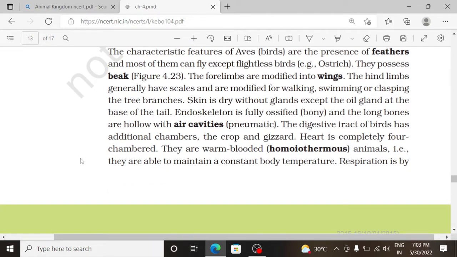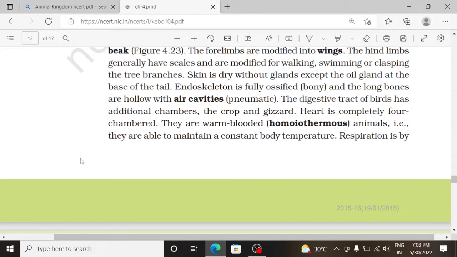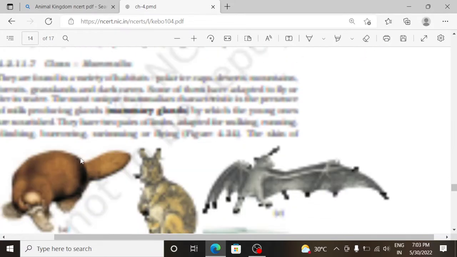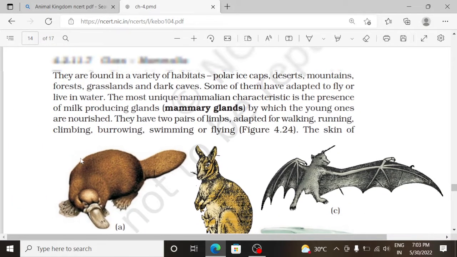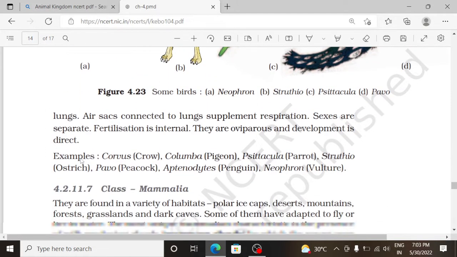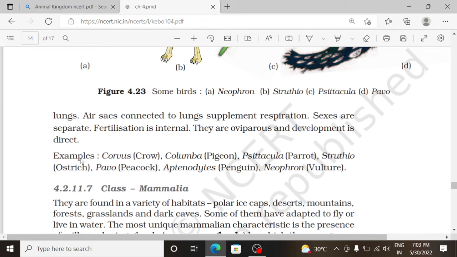The digestive tract of birds has additional chambers, the crop and gizzard. Heart is completely four-chambered. They are warm-blooded, homeothermous animals, that is, they are able to maintain a constant body temperature. Respiration is by lungs. Air sacs connected to lungs supplement respiration. Sexes are separate. Fertilization is internal. They are oviparous and development is direct.